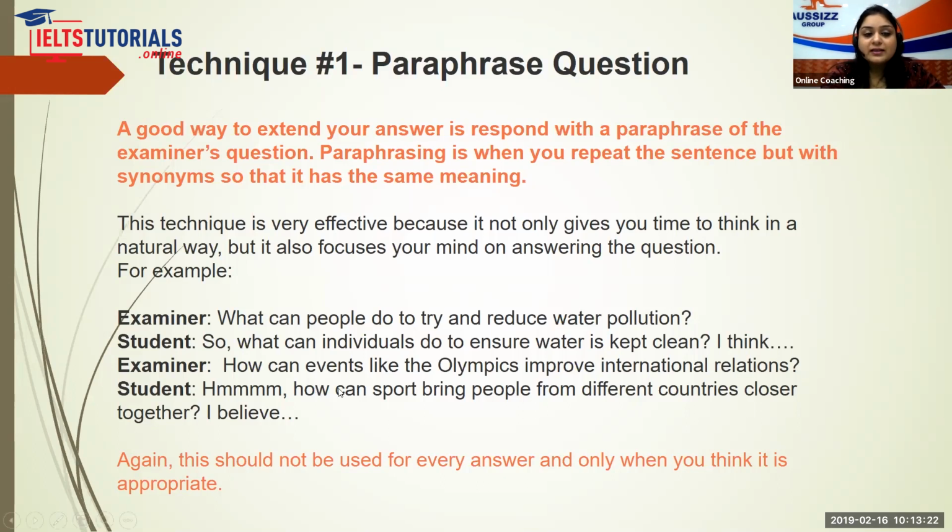Please do paraphrasing. Paraphrasing is nothing but restatement of the questions in your own words. You need to explain it. You need to start your answers with your own paraphrasing of the question. Re-speak your topic in your own words, okay? So a good way to extend your answers is to respond with a paraphrase of the examiner's question. Paraphrasing is when you repeat the sentence, but with synonyms, so that it has the same meaning, okay? Fine.